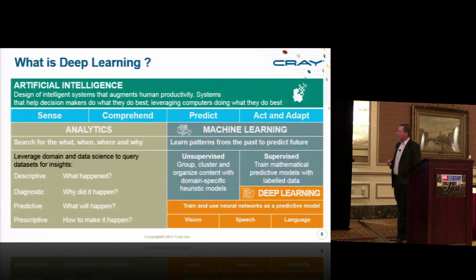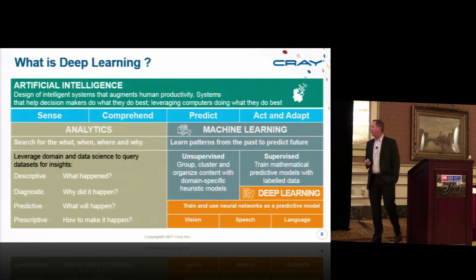Okay, this has been covered, I think, ad nauseam here in the previous presentations. I don't know that we have a different view. I think that's the good news. Really, AI is kind of the umbrella term where all these other technologies fit underneath.